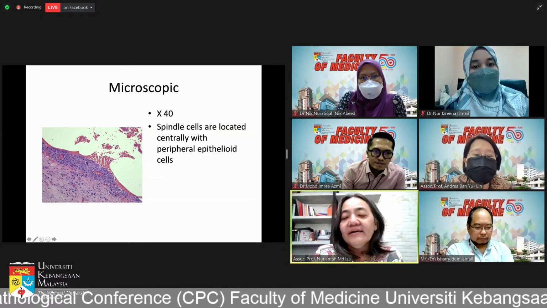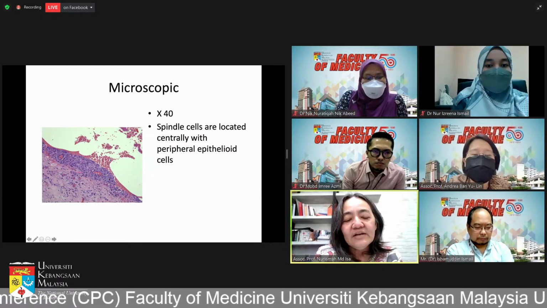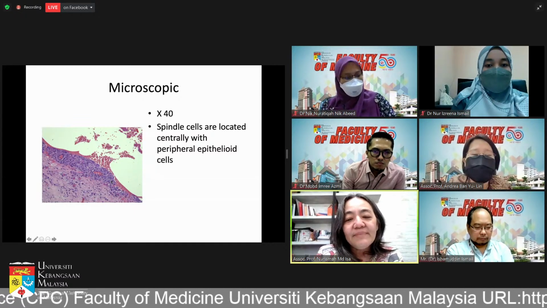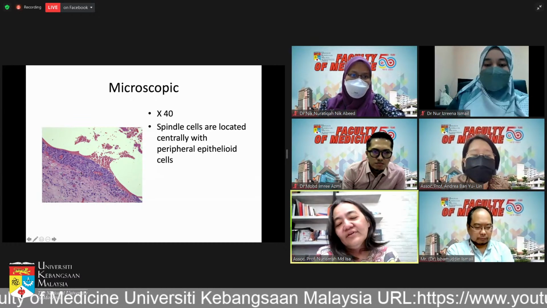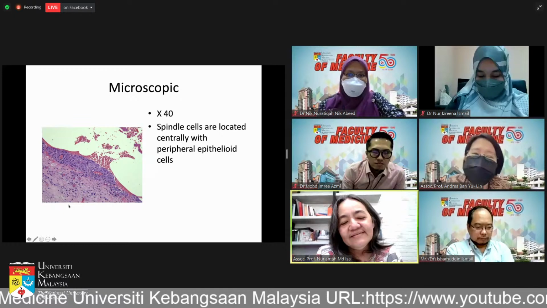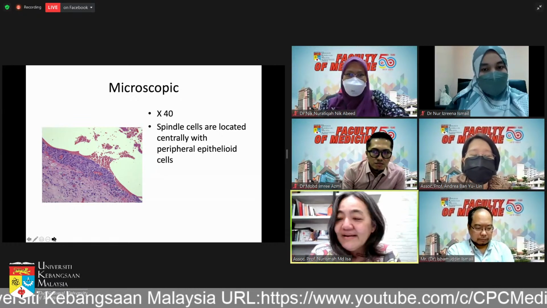Here you can see the spindle cells which are located centrally, with the peripheral more epithelial-looking cells. Not so exciting, this biopsy, but there's something there. Maybe for us it's not so exciting, but there's something there.